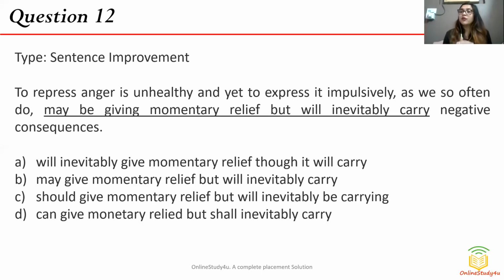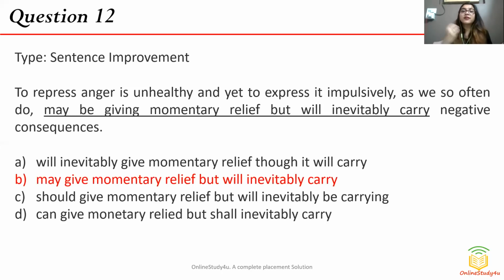Now we have again 4 answer options of the area of improvement. Will inevitably give momentary relief, though it will carry. May give momentary relief, but will inevitably carry. Should give momentary relief, but will inevitably be carrying. Can give momentary relief, but shall inevitably carry. Which is the correct answer option? It is answer option B.